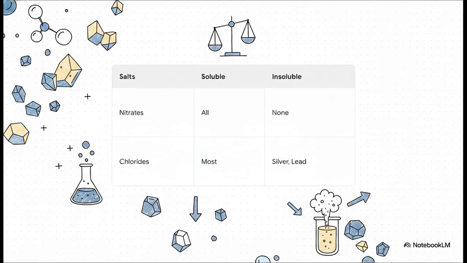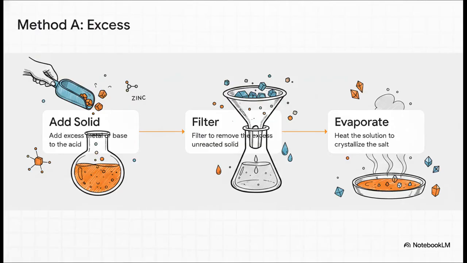For instance, if our starting metal or base is safe and insoluble, we go with method A, excess neutralization. Basically, we add an excess amount of a solid, like say zinc or iron oxide, to an acid until literally no more will dissolve. This guarantees that every single drop of the acid reacts. Then we just filter out that leftover unreacted solid, which leaves us with a nice liquid salt solution. Finally, we gently heat that liquid to evaporate the solvent until we hit the crystallization point. We let it cool, and boom, we harvest our brand new salt crystals.